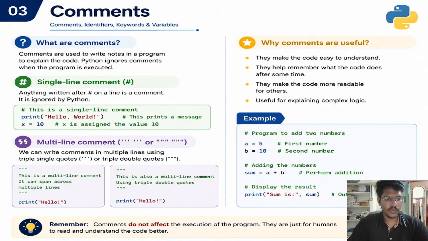You can see it above the print hello here. The second is the multi-line comment. Sometimes you need to write notes that span multiple lines.